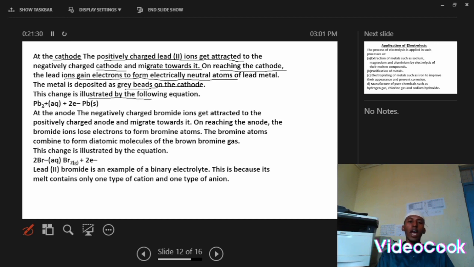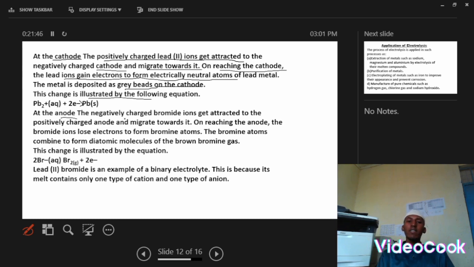Here now we have an ionic equation. We have the equation: lead-2 ion in aqueous solution becomes lead metal, and we observe gray beads of lead metal at the cathode.